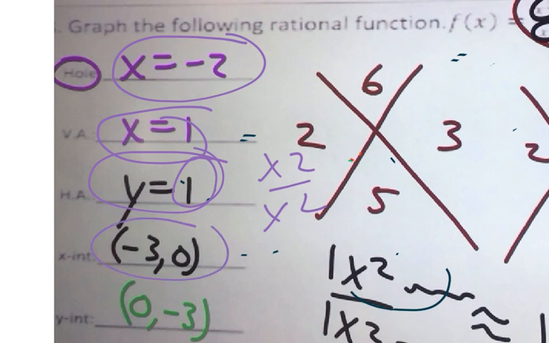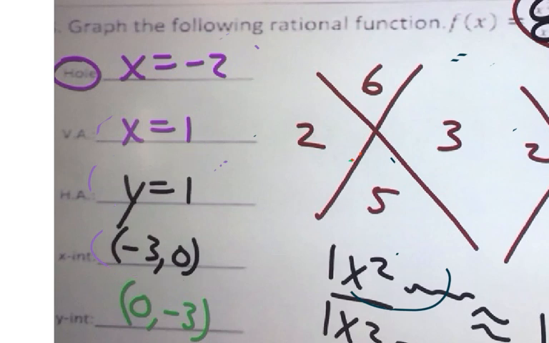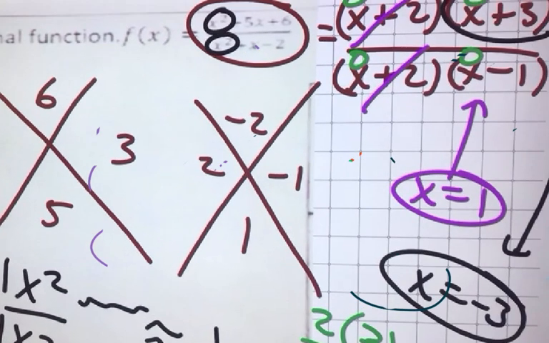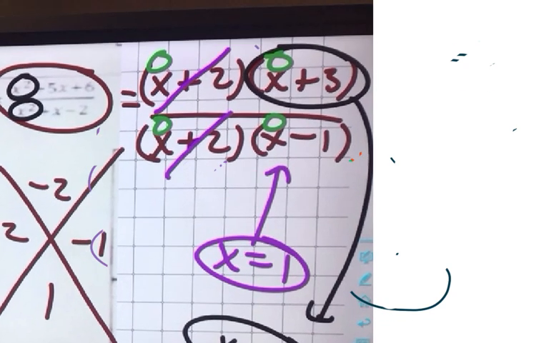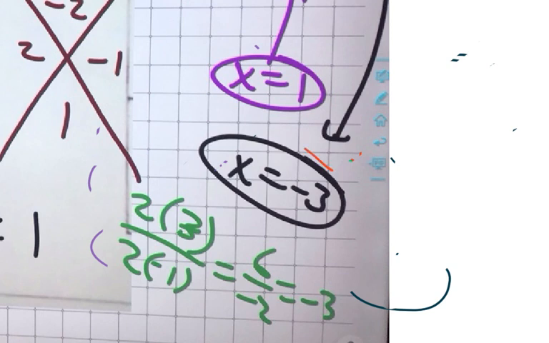Now, what about the x-intercept? Well, basically, you just plug in 0 for y and you solve it. If you think about it, that just means whatever makes the numerator 0, right? So x equals negative 3 makes the whole thing go to 0. So that's my x-intercept, because y would become 0 when x is negative 3.